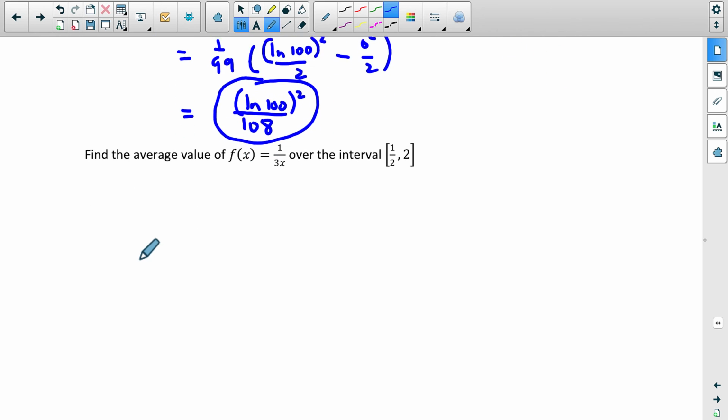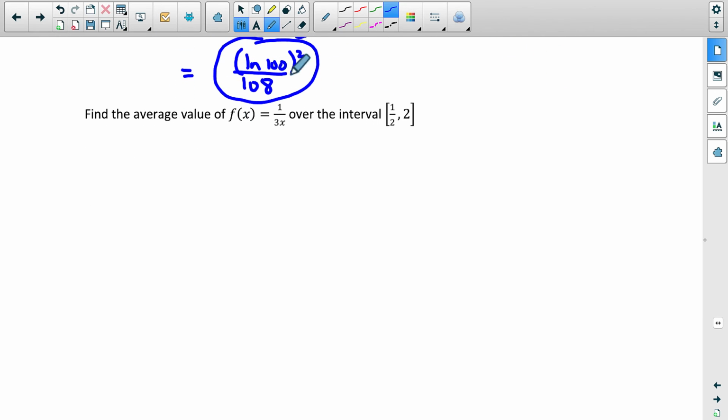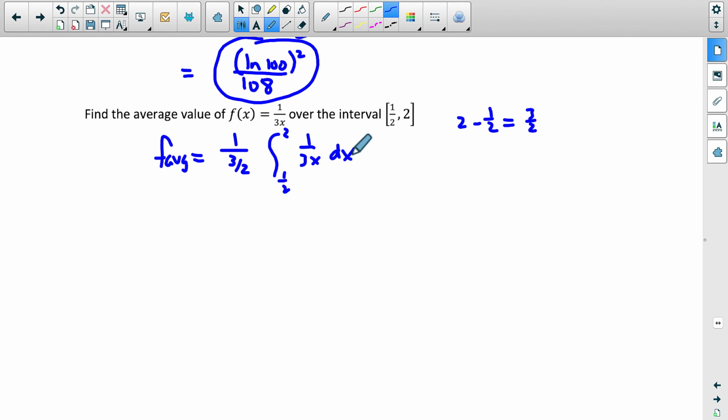And it's probably redundant at this point to do another example, but what the heck, we'll do it. Find the average value of this one. So f average equals 1 over b minus a. That's 2 minus 1/2, which is what? 3/2? So we have 1 over 3/2. We'll simplify that after. And we have to take the integral from 1/2 to 2 of 1 over 3x in terms of x.